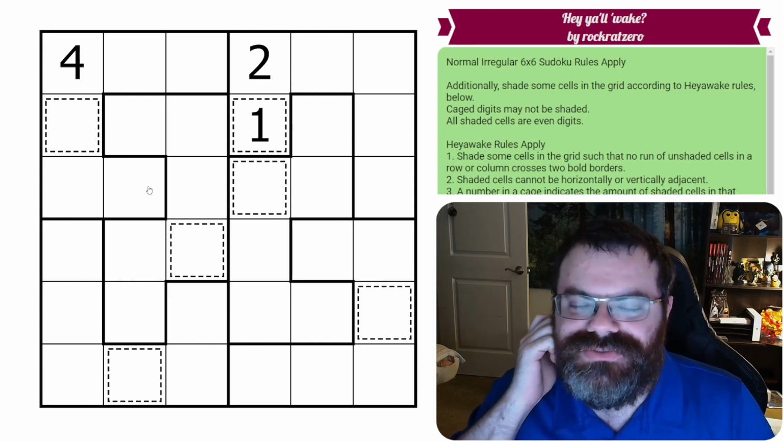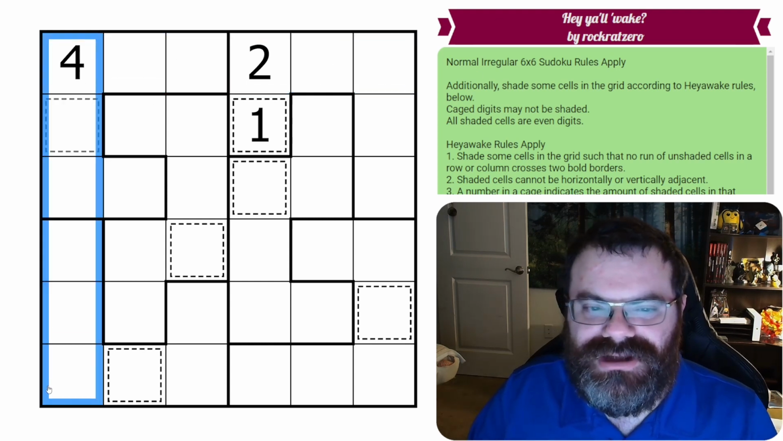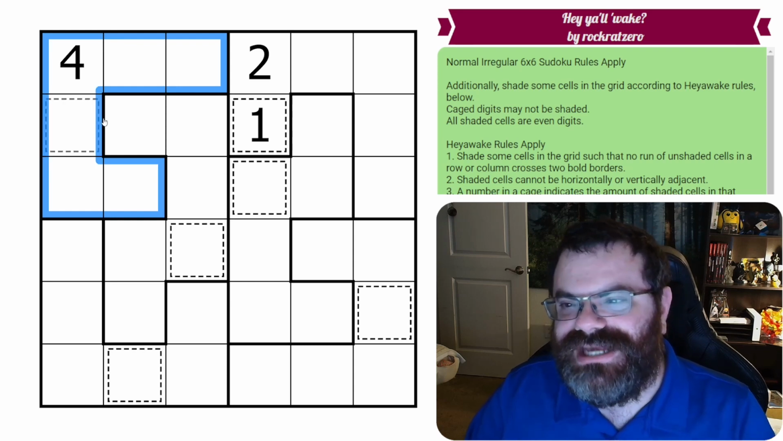So you're going to need to do the normal Sudoku rules. So in every row, every column, and every one of these irregular regions, we're going to be placing the digits 1 to 6 exactly once each.